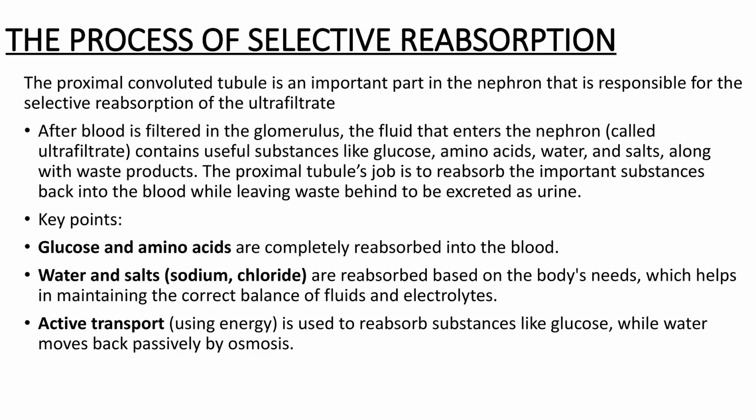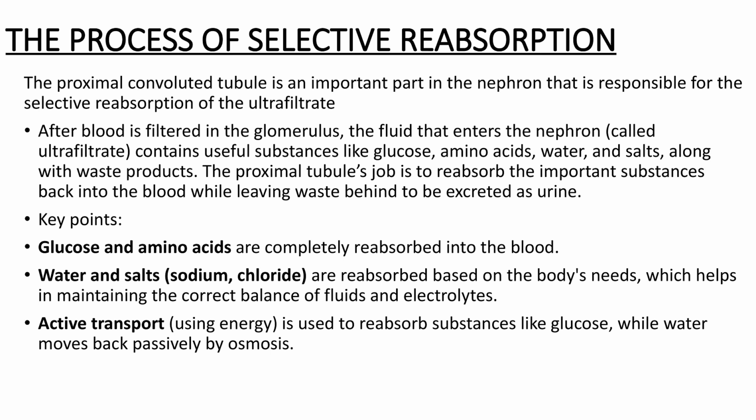So now we speak about the selective reabsorption in the nephron. Selective reabsorption primarily occurs in the proximal convoluted tubule, where essential substances like glucose, amino acids, and ions are reabsorbed back into the bloodstream, remember, via the efferent arteriole. This step is crucial because it prevents valuable nutrients from being lost in the urine.